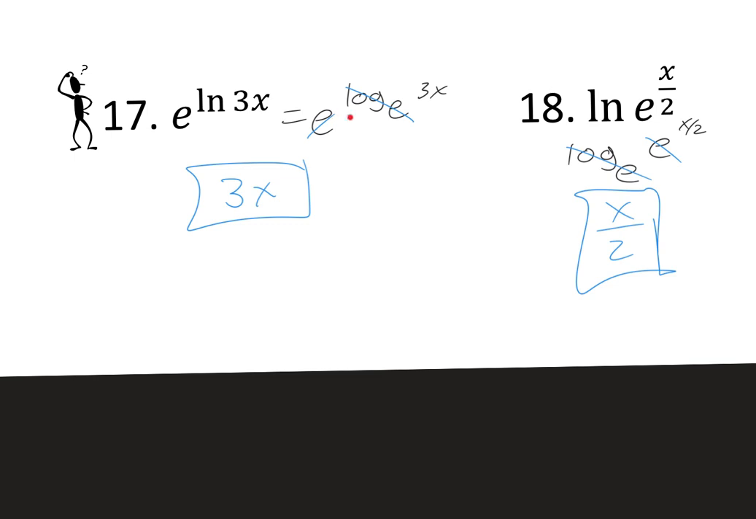Once you see it written like this, you should see that this e and this log base e cancel each other out. You're left with whatever's in the exponent. It's 3x. Same thing here. This log base e and this e as a base cancel each other out, and we're left with the exponent of x over 2. Let's go to the next page.